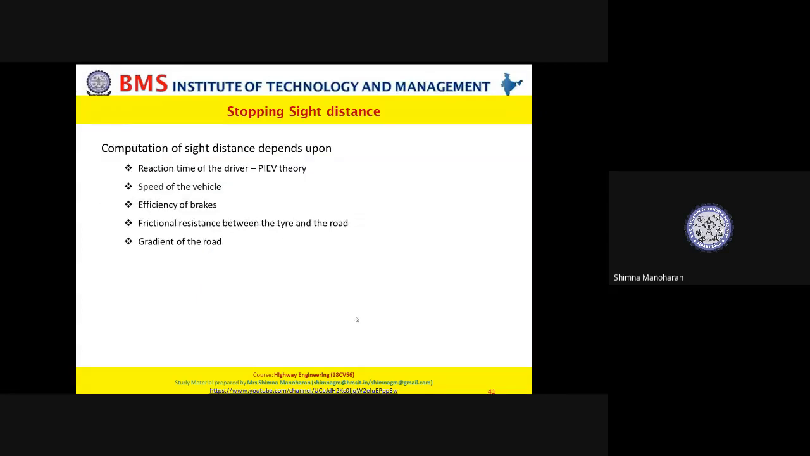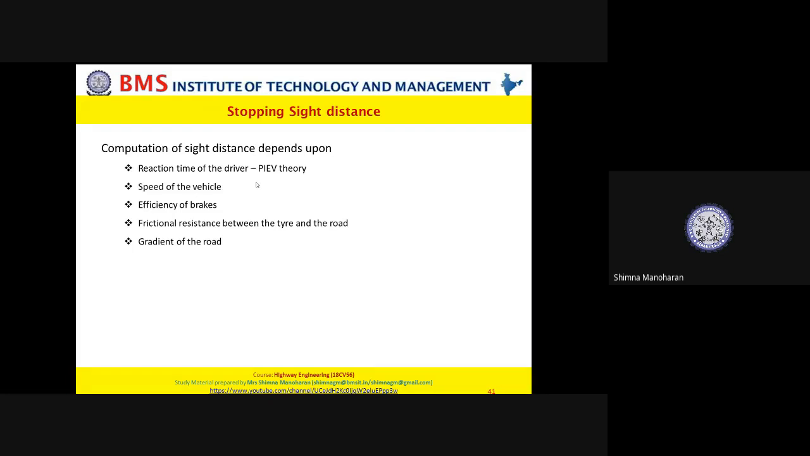So the computation of sight distance depends on the reaction time of the driver, the speed of the vehicle, efficiency of the brake, frictional resistance between tire and the road, and then the gradient of the road. Okay. So the reaction time of the driver, you have an important theory that is nothing but PIEV theory.